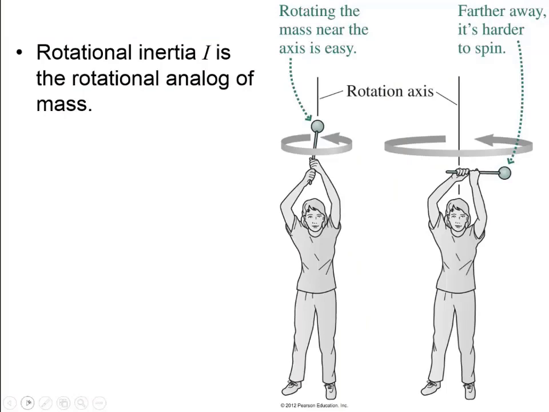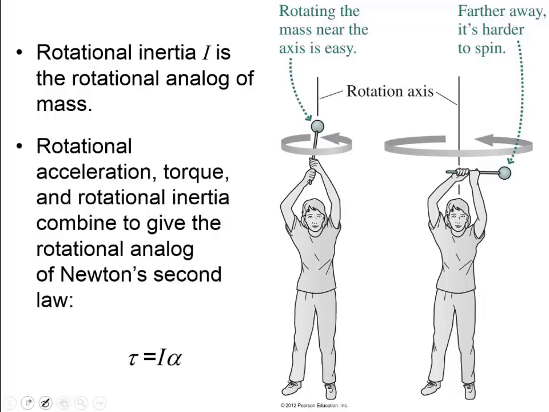So it's like the rotational analog of mass. Here's another thing. Rotating this baton around its axis is easy because all the mass is around the axis. If you turn it on its side and go around your head, it's harder to spin up. It's harder to give it angular acceleration. So here's a new equation.